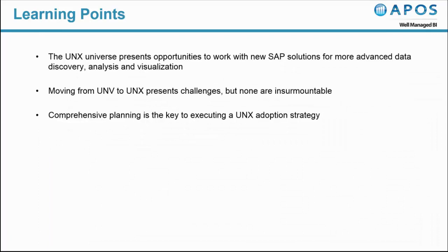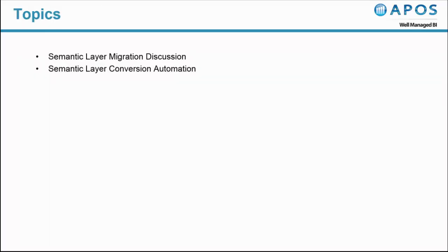And the key to executing a successful UNX adoption is planning. So making sure that we plan out the process before we begin. So knowing about our system is key. Understanding how the system is constructed, what's being used, etc., is a big point. We'll talk a little bit about the semantic layer in general, and then we'll also talk about the semantic layer conversion and automating that process.